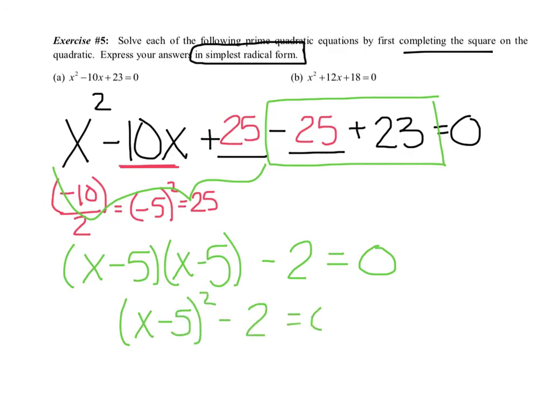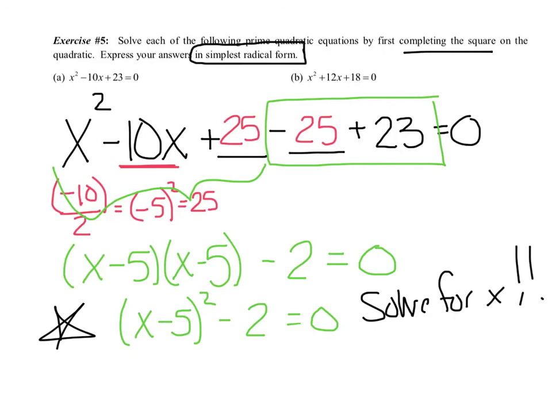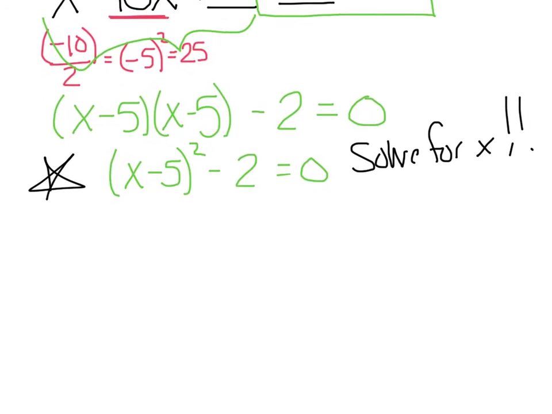Now here's where the new part comes in. Up to that, that's the old stuff. Now we're actually going to solve for x. All right, so this is the new stuff. We're going to solve this equation for x. So the first thing I'm going to do is isolate this, and I'm going to add that 2 over to the other side.